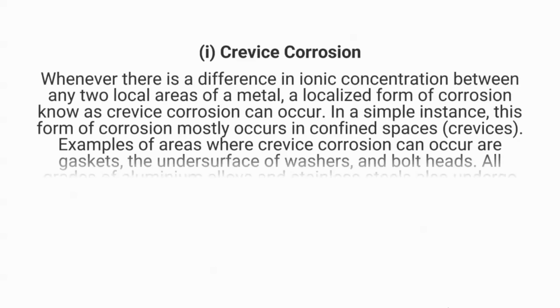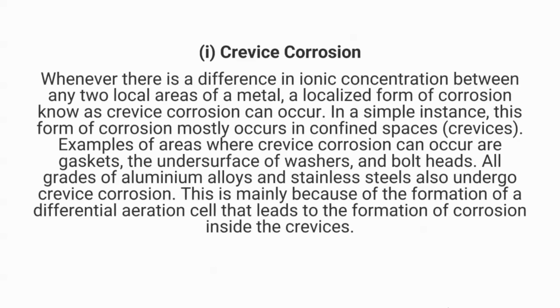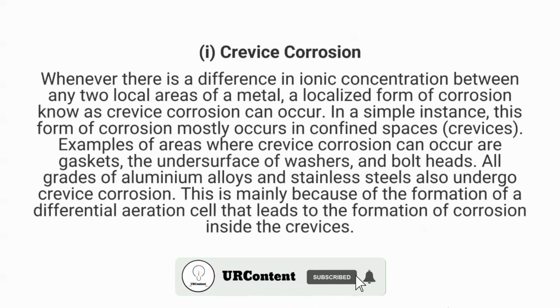Types of corrosion. Some of the corrosion types include crevice corrosion. Whenever there is a difference in ionic concentration between any two local areas of a metal, a localized form of corrosion known as crevice corrosion can occur. In a simple instance, this form of corrosion mostly occurs in confined spaces or crevices. Examples of areas where crevice corrosion can occur are gaskets, the undersurface of washers, and bolt heads.